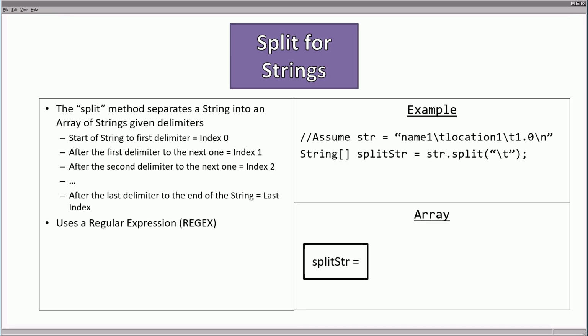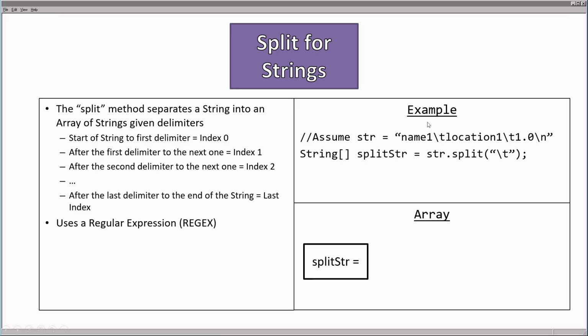So first of all, the split method for a string separates the string into an array of strings given some sort of delimiter. The way this works is it starts from the first index, index 0, and goes all the way up until that first delimiter. That's going to be in the first index that's returned back. Then from that first delimiter to the next one, that's index 1. From the second delimiter to the next one, index 2, 3, 4, etc., until we're at the very end.